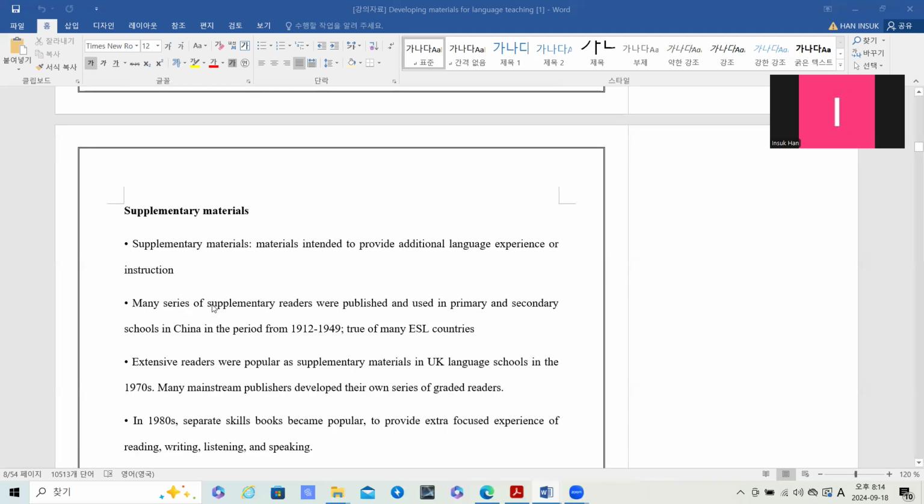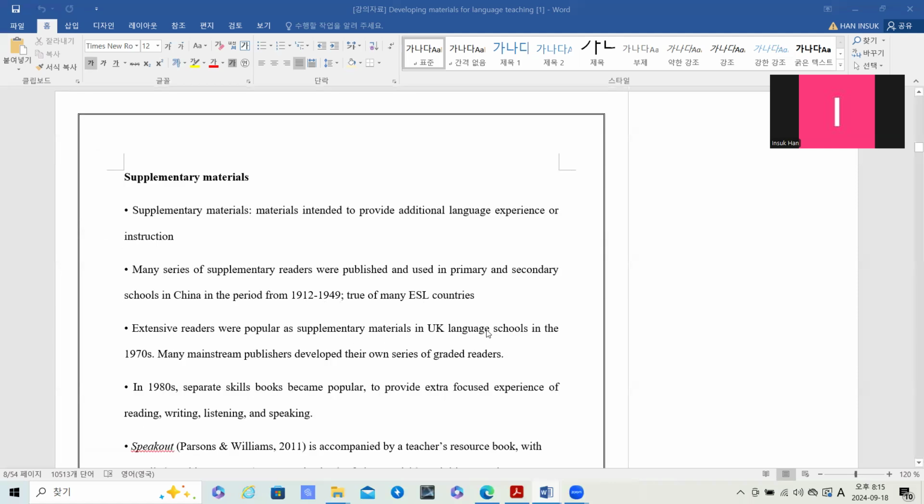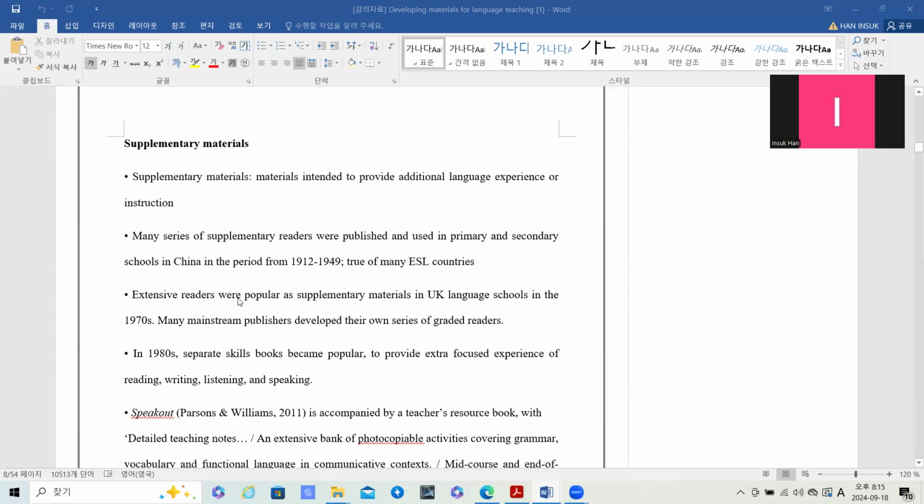So many series of supplementary readers were published and used in primary and secondary schools in China in the period 1920 to 1949. And this is true of many ESL countries as well. Extensive readers were popular as supplementary materials in UK language schools in the 1970s.